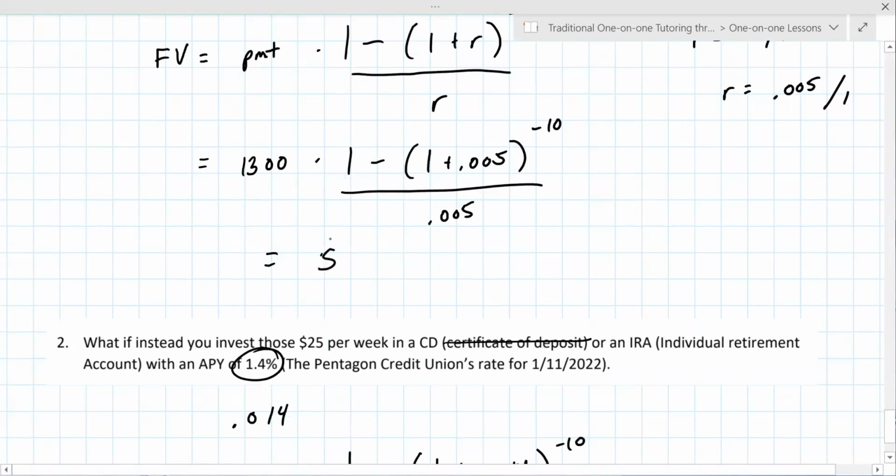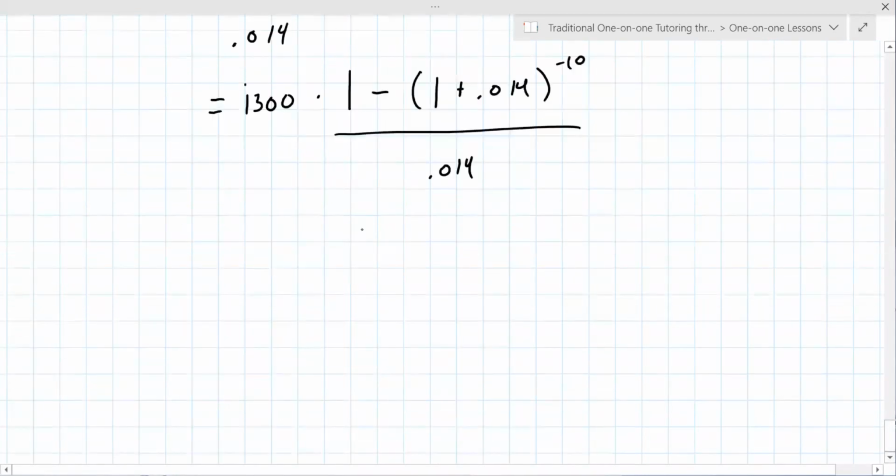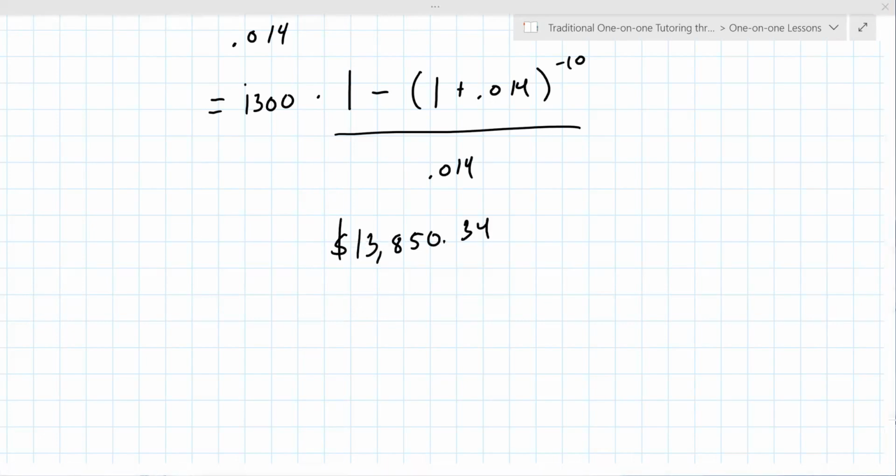This first one is actually $13,296.43. And then the second one is $13,850.34. So a little bit better. Okay.